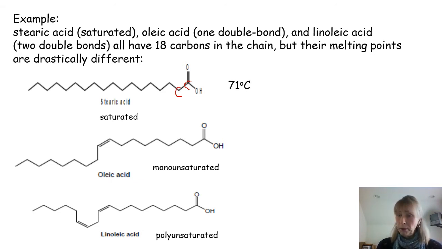So melting point wise, the one that takes the most energy to break, to melt, to change states, has the highest melting point, 71 degrees, okay? One double bond, not going to be 71, it's 13, quite a difference, okay? And with the two, we expect it to be even less than the 13 degrees Celsius. There it is, -5, okay? Alrighty.